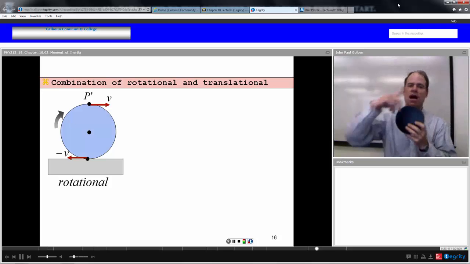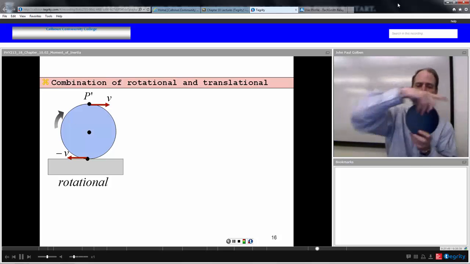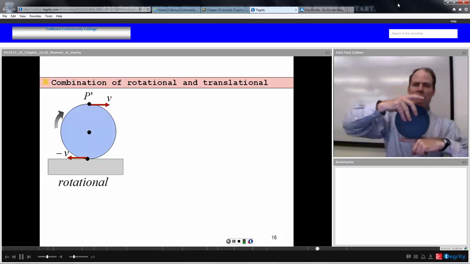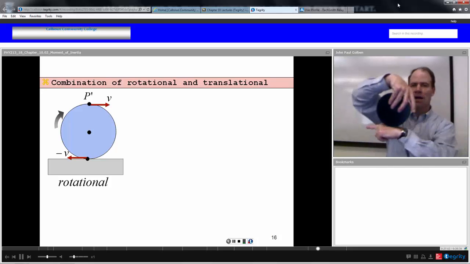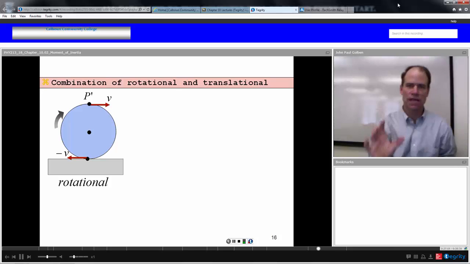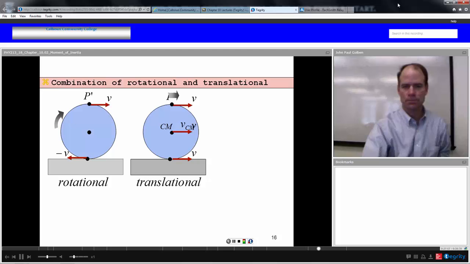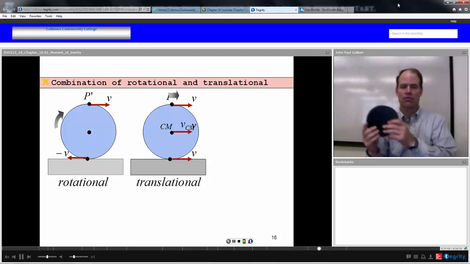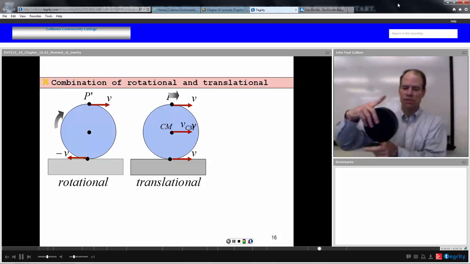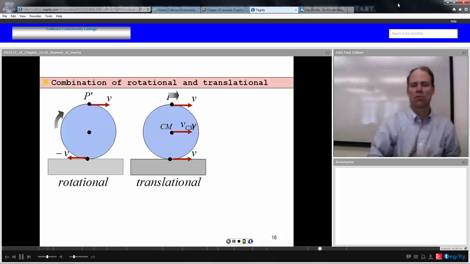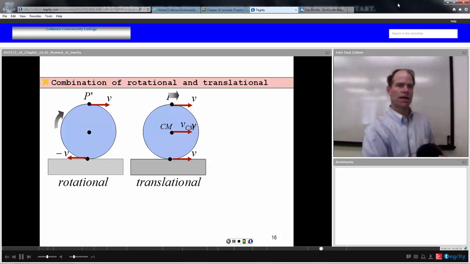So the top point has a velocity this way. The bottom point has the same magnitude velocity going in the opposite direction. That's for rotational motion. If I had translational motion, this whole object is moving this way, and every point is translating at the same speed v, to your right as you're looking at it.